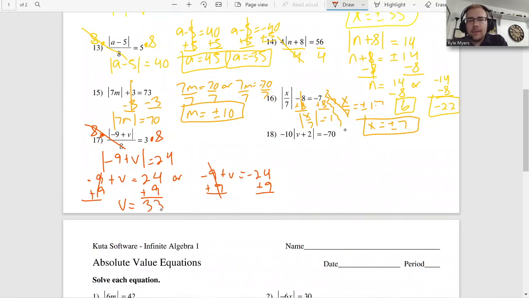So that's going to be 33. And this one's going to be negative, why can I not math right now? Negative 15.